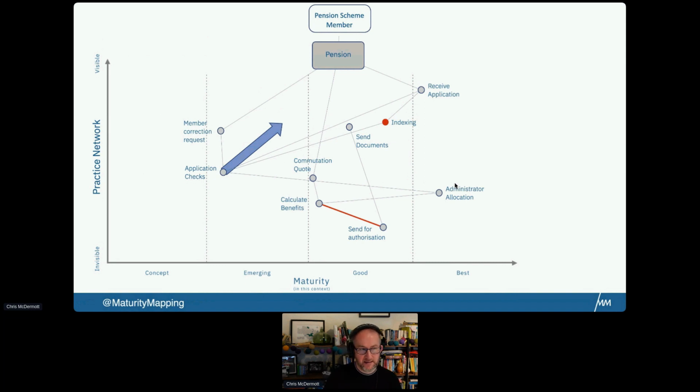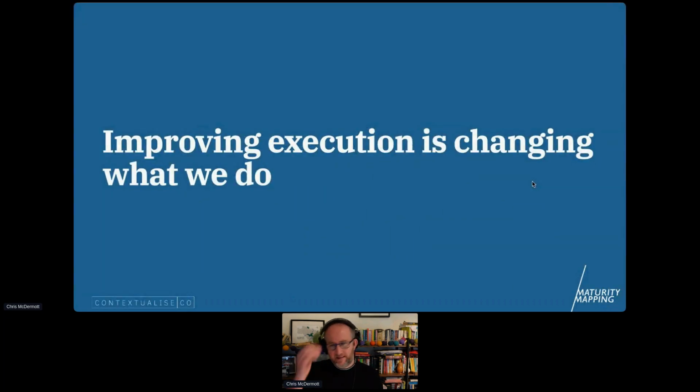And then our practice to the left of application checks, this is something we want to interact better with our customers on in order to get more value from that practice. So we want to both develop, mature, move right, and expose, move north, move up towards our member. So I think I'm coming to the end now. I want to just round off a little bit, saying improving execution is changing what we do.